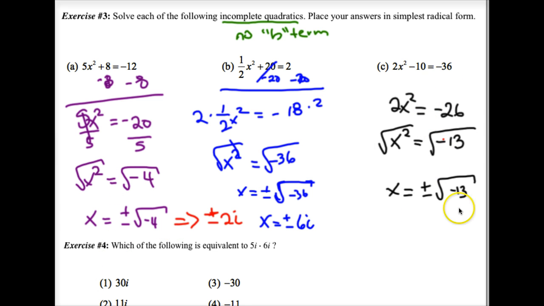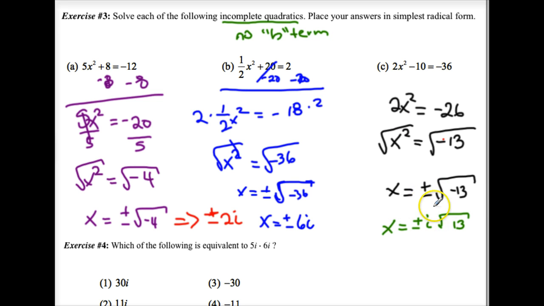Alright, you should have gotten up to this part. Set it up, add 10 on both sides, and then divide by 2. But then what happens here? This is not a perfect square like 36 and like 4. So, don't sweat it. If I take this negative out, it will be x is equal to plus or minus, you put the i in the front, square root of 13.